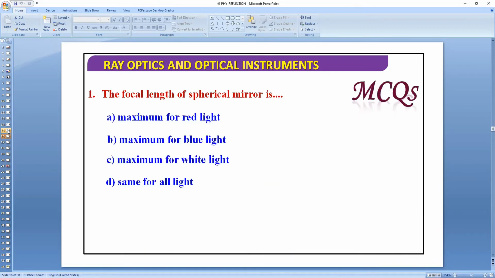There are a few questions. Question number 1. The focal length of a spherical mirror is: option A, maximum for red light; option B, maximum for blue light; option C, maximum for white light; option D, same for all. The right answer is same for all.